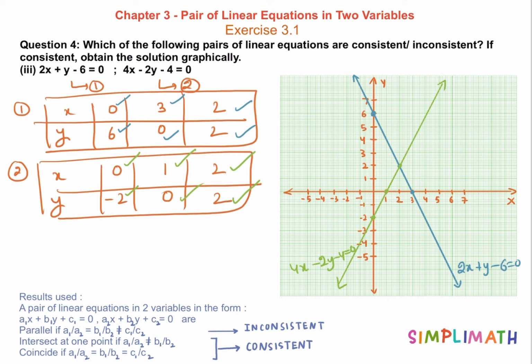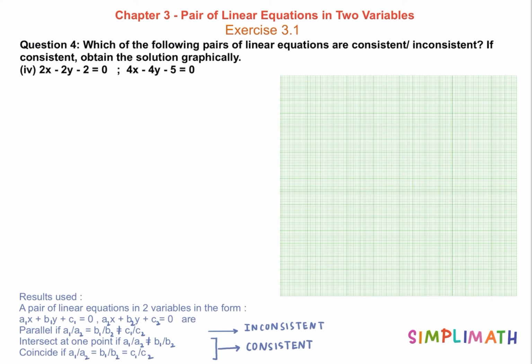Now we know that the solution of the pair of linear equations is the point where the two lines intersect, which is (2, 2), right? So the solution of the pair of linear equations is (2, 2), and there is only one solution. Now let us come to part 4 of the question.